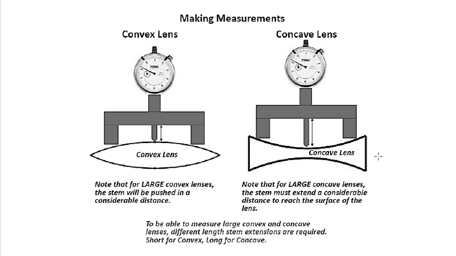And for a large concave lens, the stem is going to go all the way down. So therefore you're going to need a longer stem to measure the larger concave lens. Make sure that you're not choosing the wrong stem length to measure large lenses. Shorter stem for a large convex lens, longer stem you need to choose for a large concave lens.